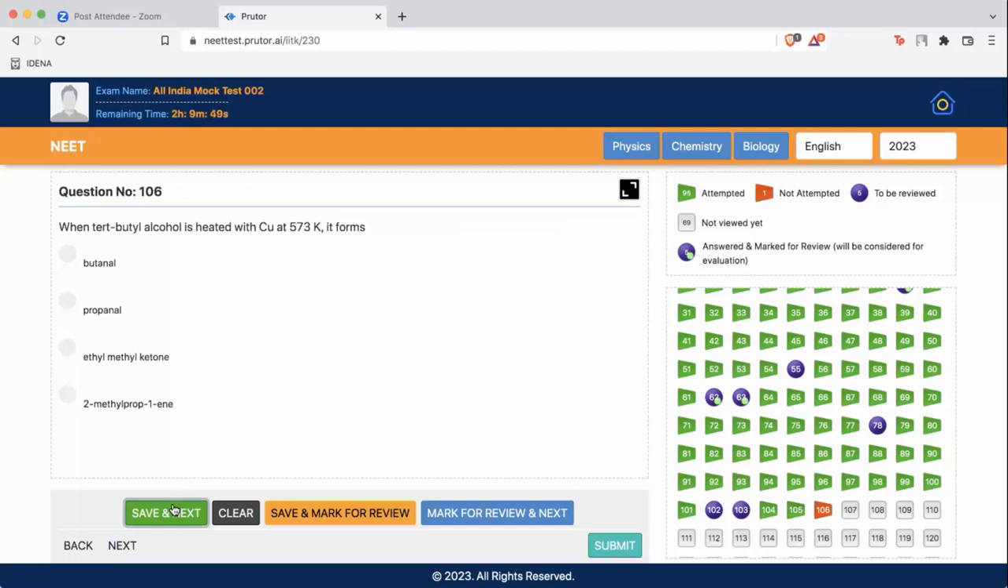When tertiary butyl alcohol is heated with Cu at 573 Kelvin, it forms, CCC, you get an alkene.